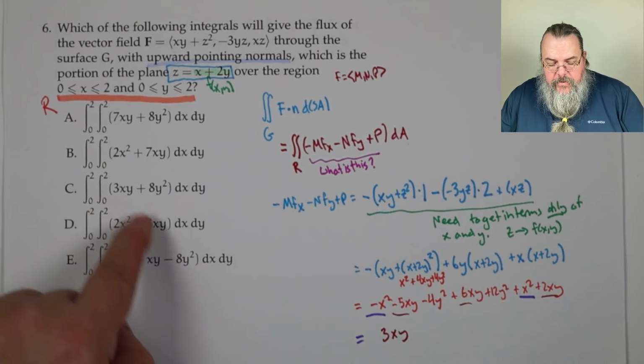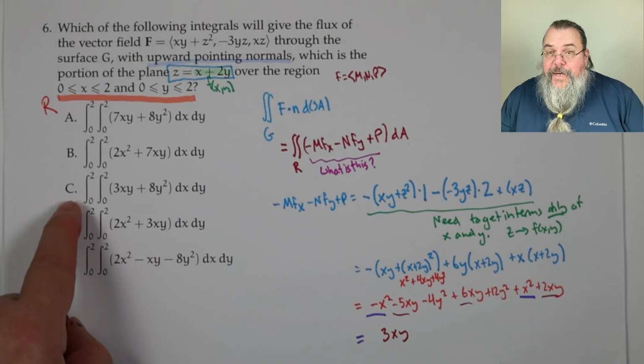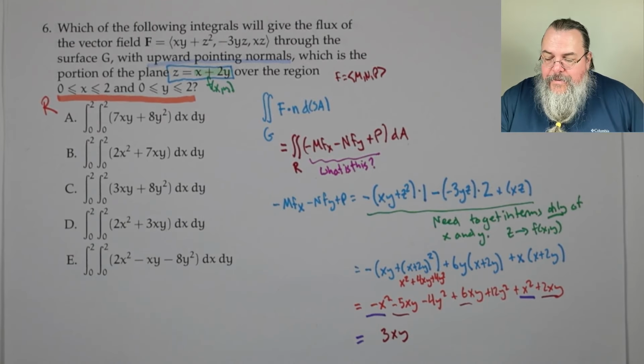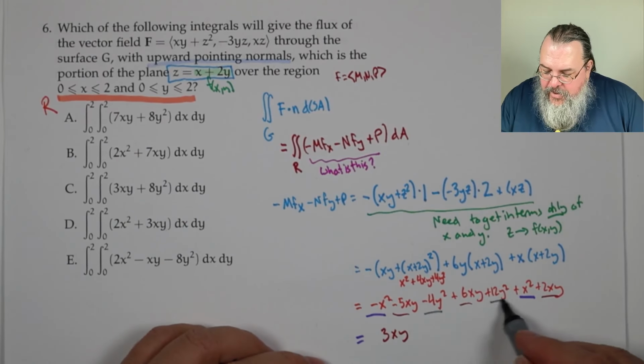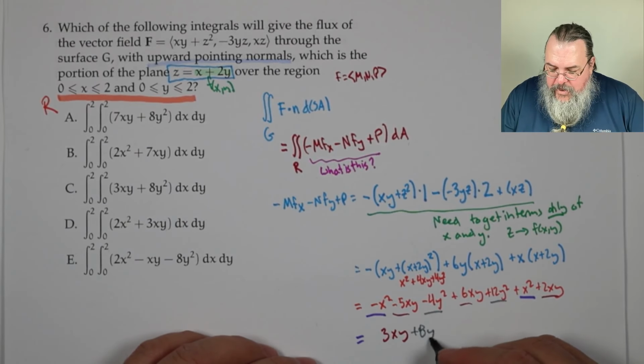So there's a couple of them that have 3xy. But this one has an x squared. So we're betting on C. But let's go ahead and check with the y's because we should. Okay, what's happening with the y's? Well, we have a minus 4y squared and a plus 12y squared. And that makes 8y squared.